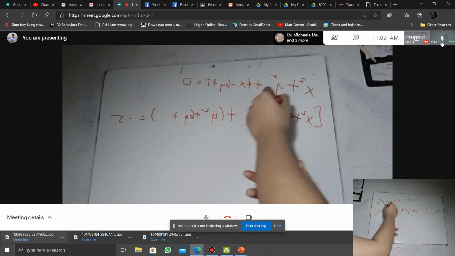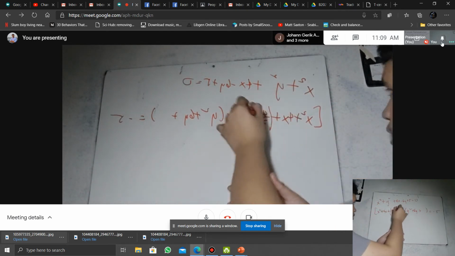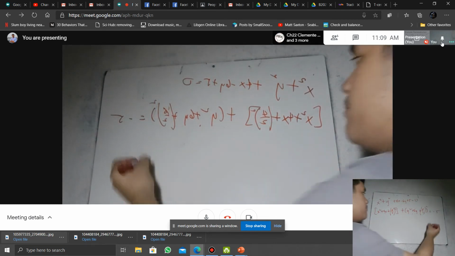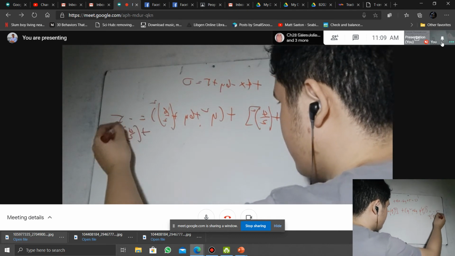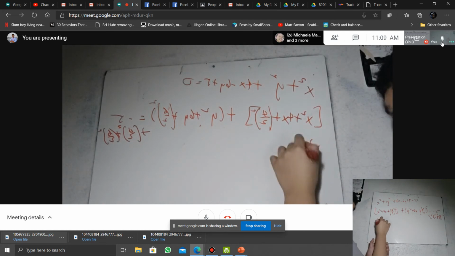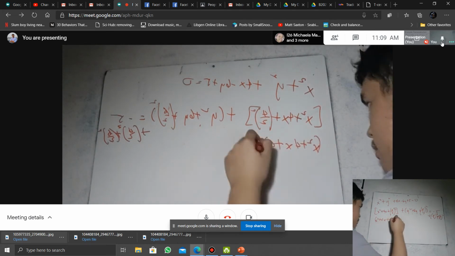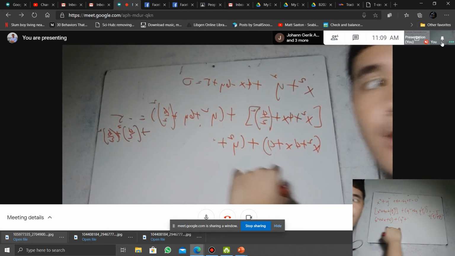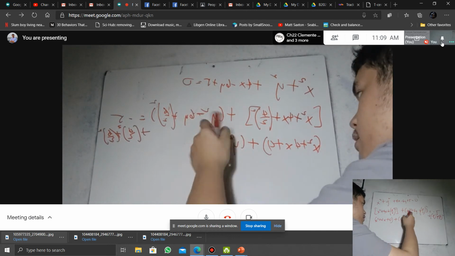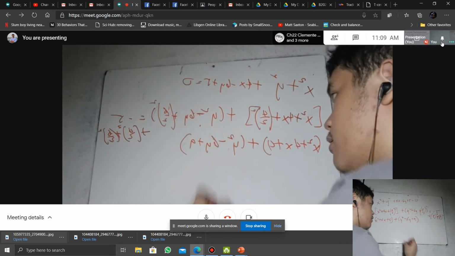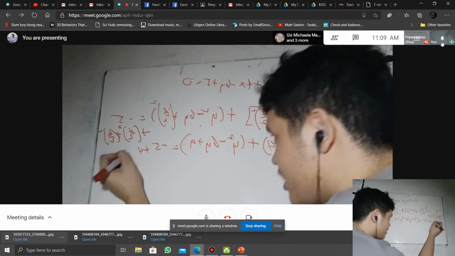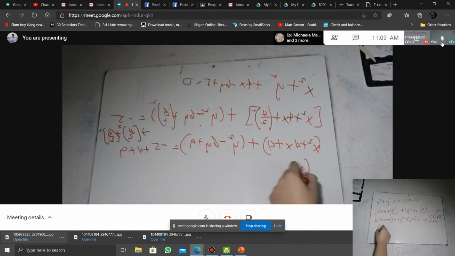Ano i-add ko? 4 over 2 squared. Dito, 6 over 2 squared. Ganun din sa kabila. Simplifying. Ay, minus pala to. Sorry. Minus. Equals negative 5 plus 2 squared plus 4 plus 3 squared plus 9. Simplifying.